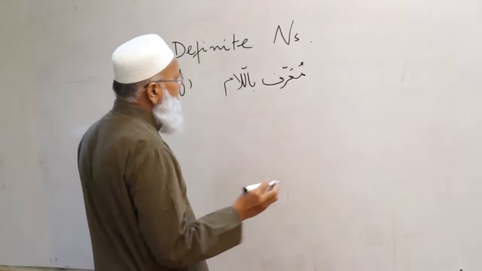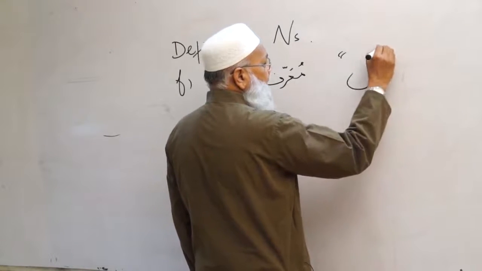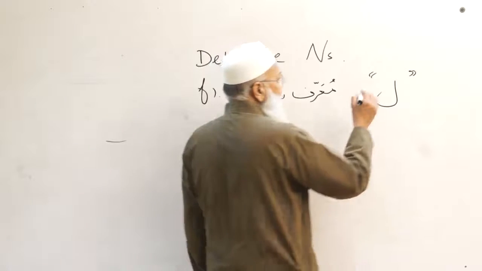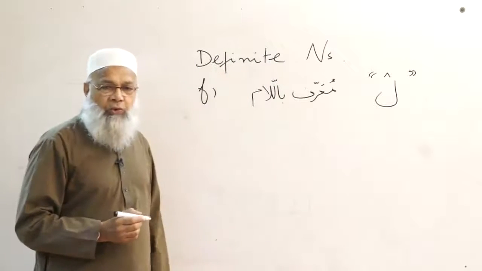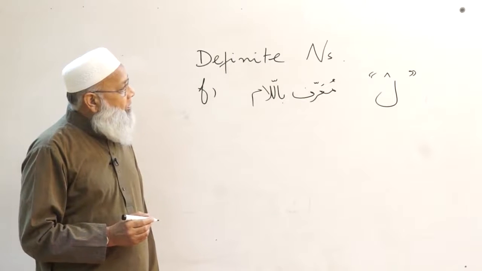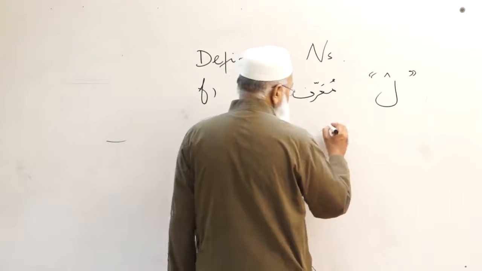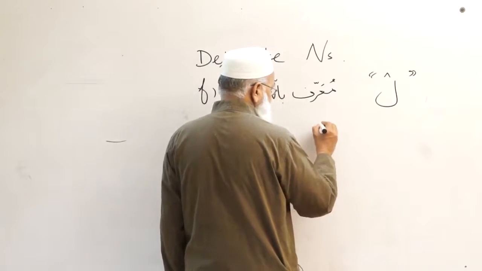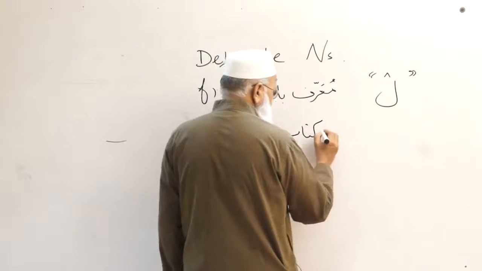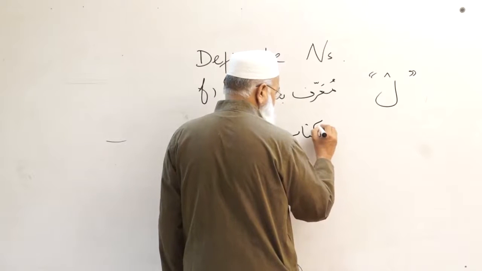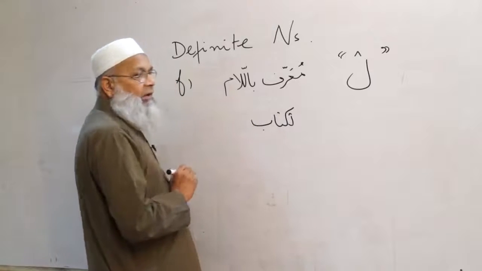Mu'arraf bil-lam. Lam is actually the letter lam, but keep in mind, this is a lam with sukoon. Any indefinite noun, when it has a lam with sukoon in the beginning, for example, kitab, when it has a prefix of lam with sukoon, it becomes a definite noun.